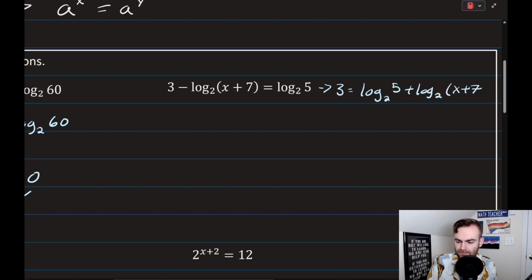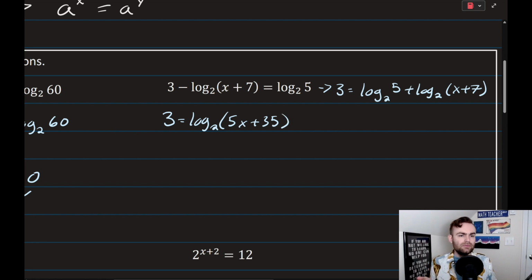plus 7. We have addition with logarithms. That turns into multiplication on the inside. So we have 3 is equal to log base 2 of 5x plus 35. And now we don't have a logarithm is equal to a logarithm.